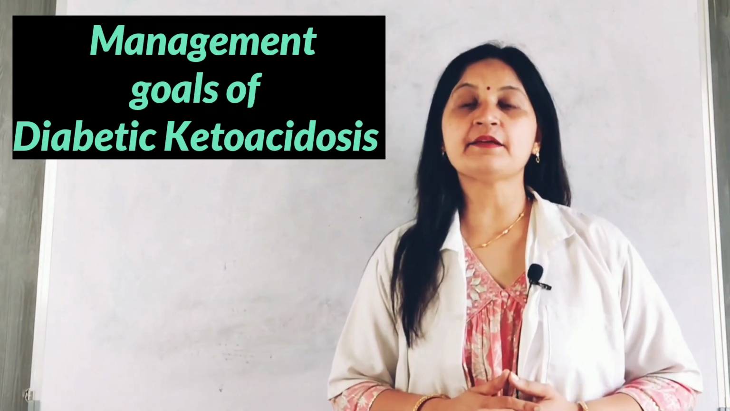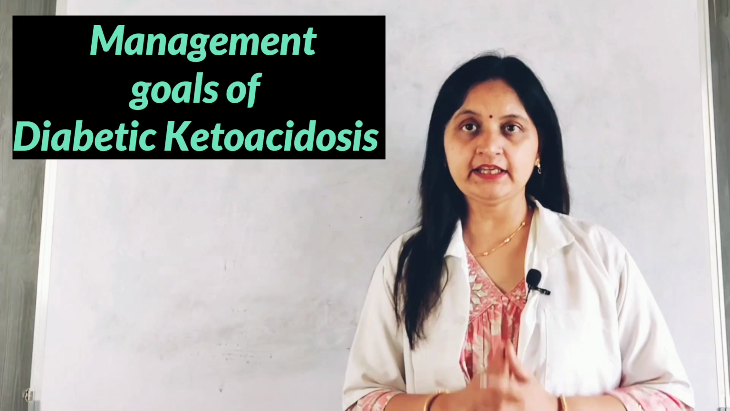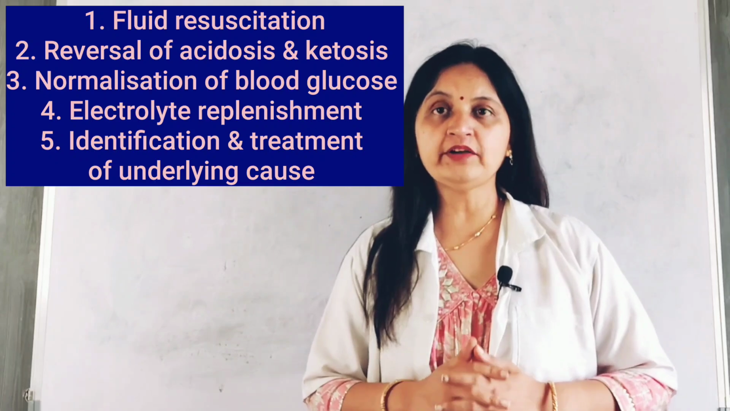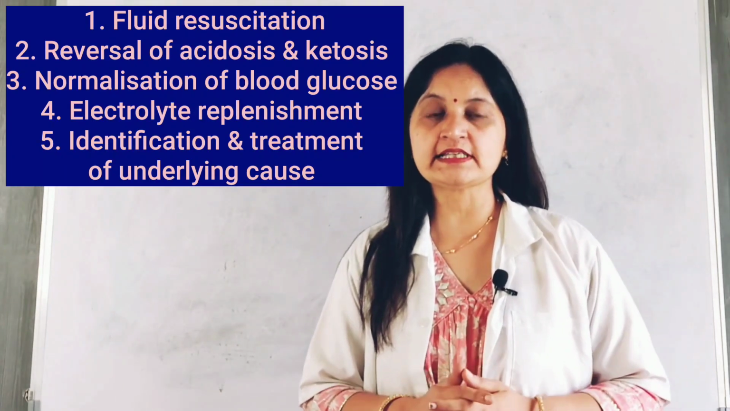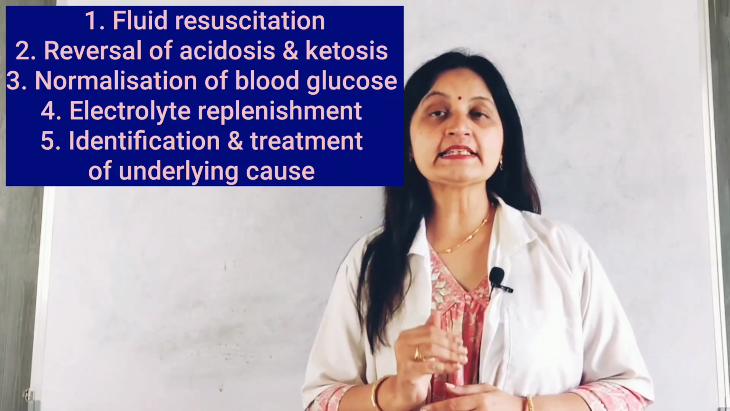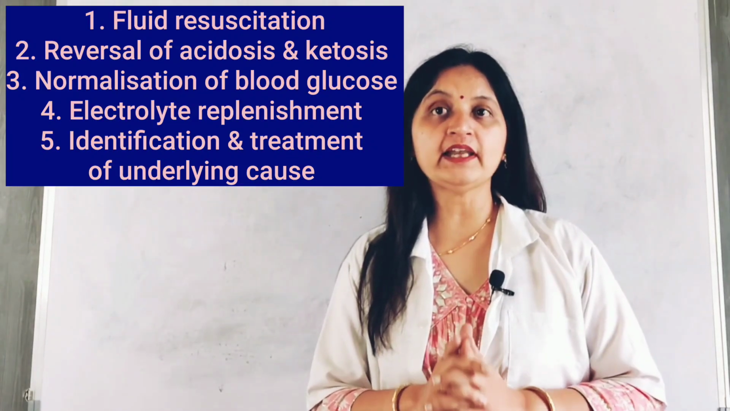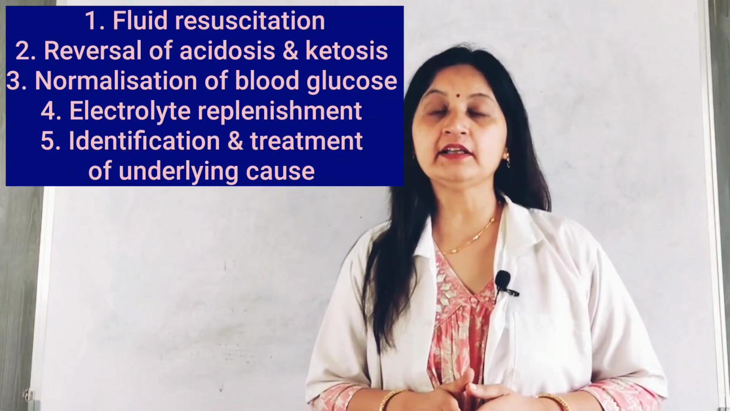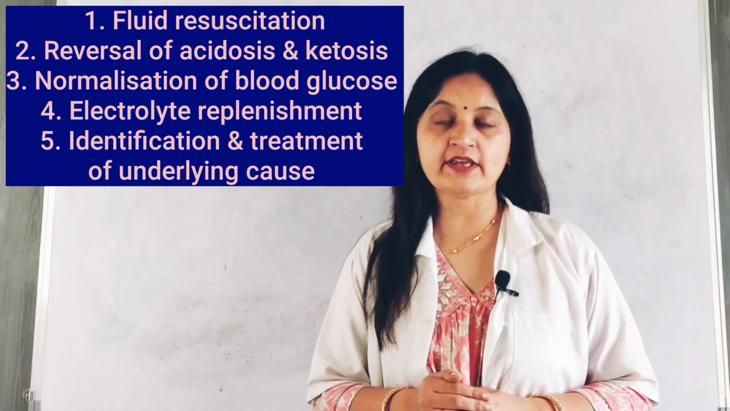Lastly, let's discuss the management goal and the medications that are used for the treatment of diabetic ketoacidosis. So the treatment of diabetic ketoacidosis should aim at: 1. Fluid resuscitation, 2. Reversal of acidosis and ketosis, 3. Normalization of blood glucose levels, 4. Replenishment of electrolytes and volume losses, and 5. Identification of underlying cause such as infections that predisposes to diabetic ketoacidosis.